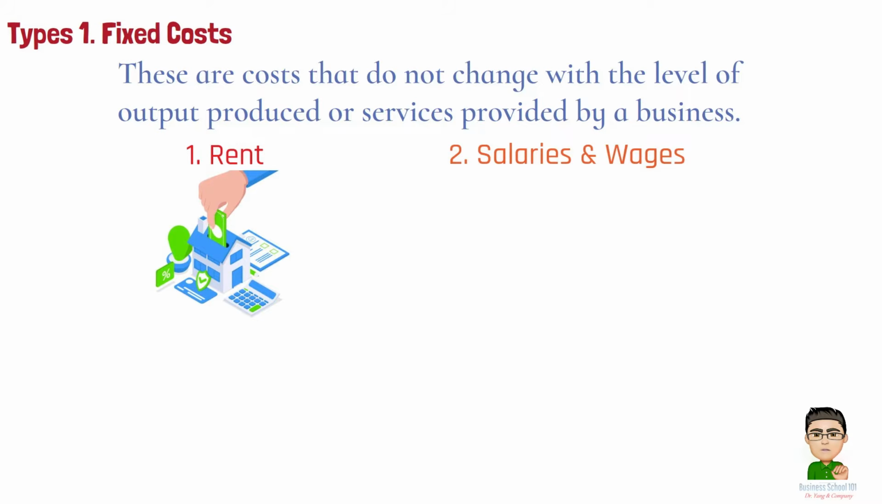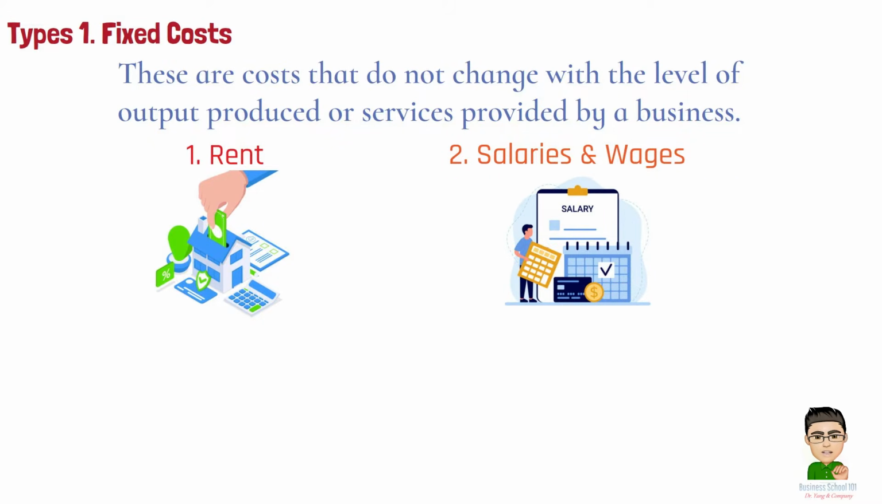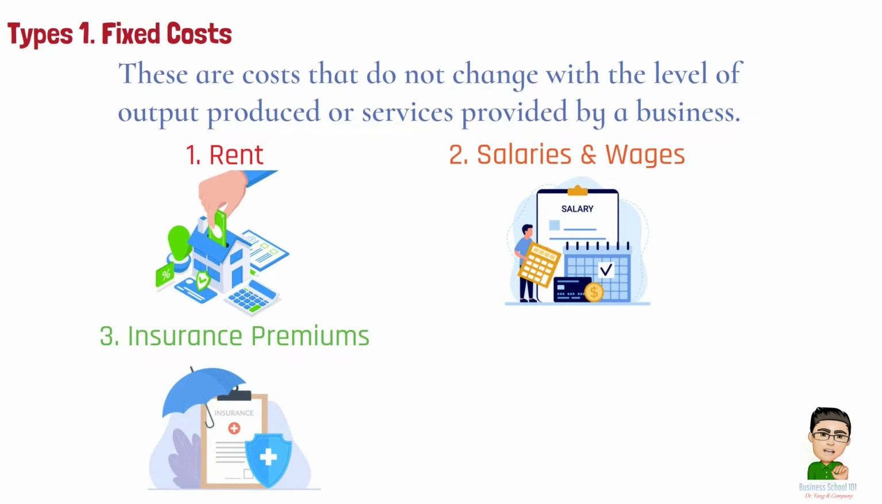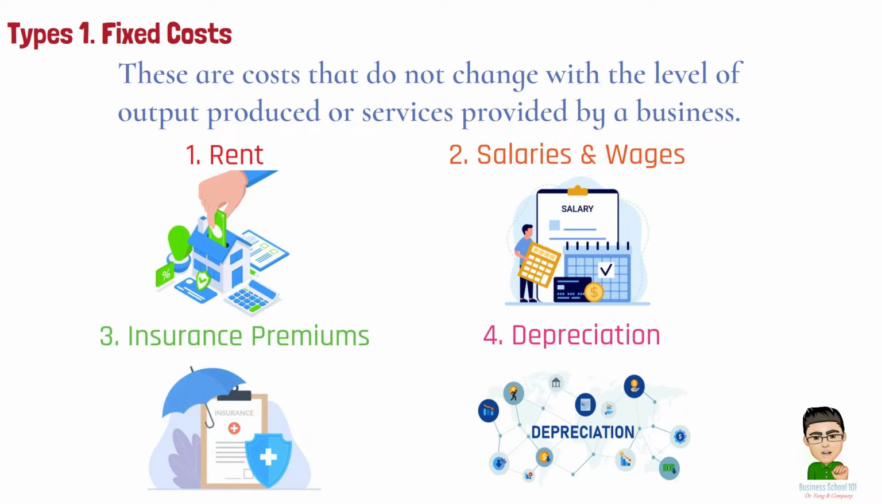Number 2. Salaries and wages. It refers to payments to permanent staff that do not fluctuate with production levels. Number 3. Insurance premiums. It refers to payments for insurance coverage, such as property insurance or liability insurance. Number 4. Depreciation. It refers to the gradual decrease in value of assets over time, such as machinery or equipment used in production.